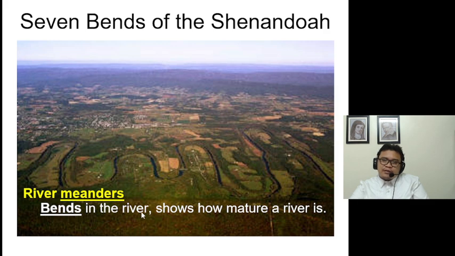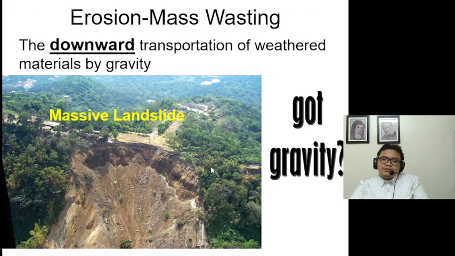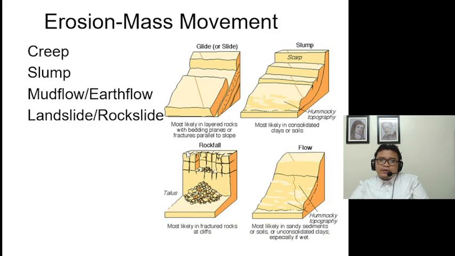So another type of erosion that we should also discuss here is mass wasting. Mass wasting is the downward transportation of weathered materials mainly because of the force of gravity. For erosion by mass movement or mass wasting, we typically classify them into these types: creep, slump, mud flow or earth flow, and landslide or rock slide. These four are actually very different, which we'll be discussing later.